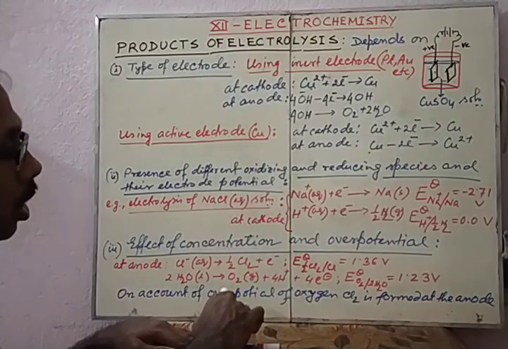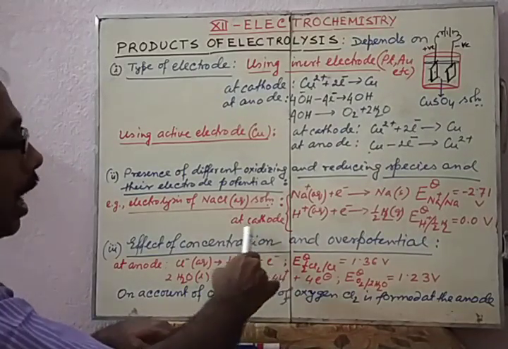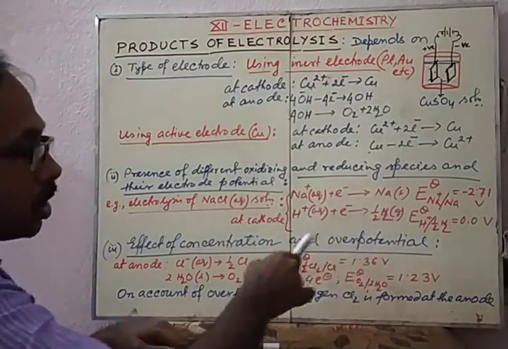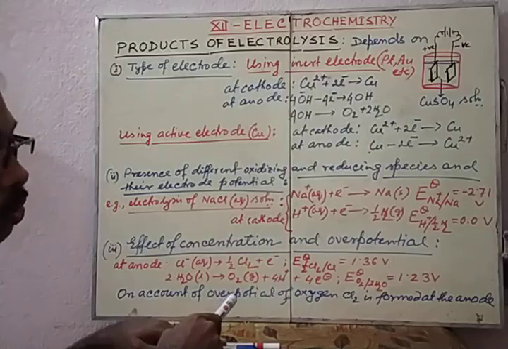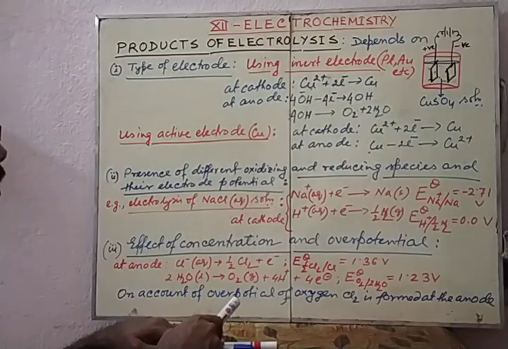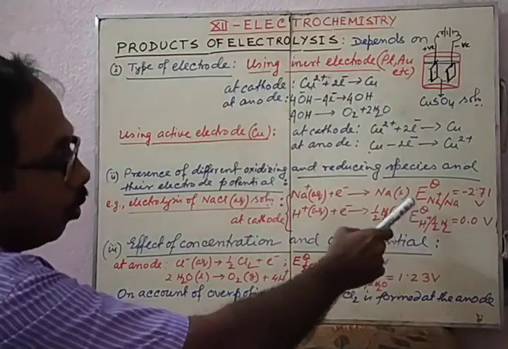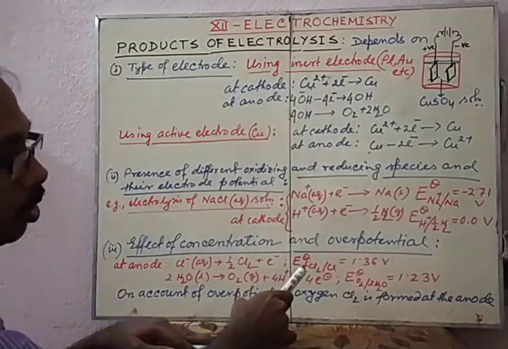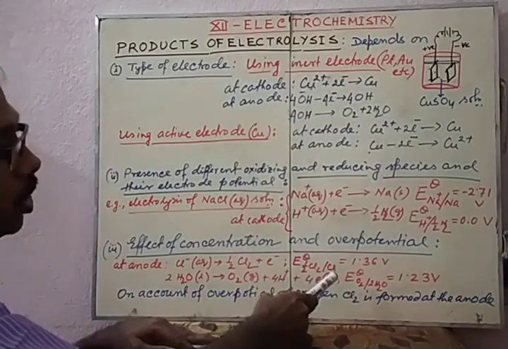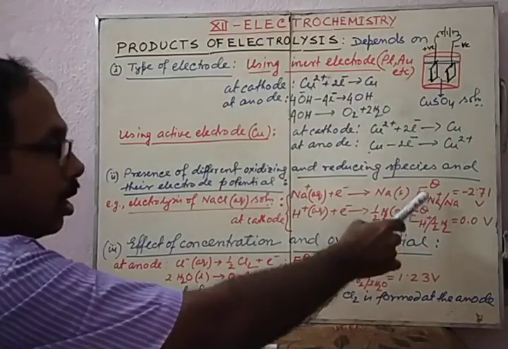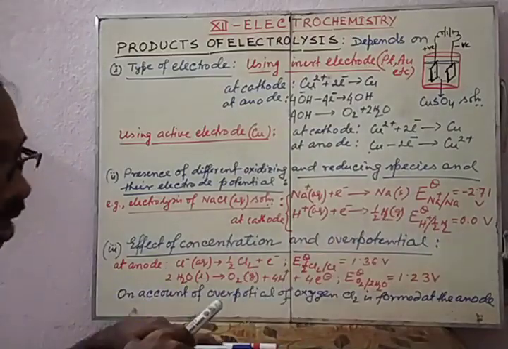Since the higher the reduction potential, the more preference there is for discharge of that particular ion at the electrode, here at the cathode H plus ion will be discharged to form hydrogen gas instead of forming sodium metal. So this is what we find sometimes: different ions are there in the solution, but the reaction at the electrode depends on the standard reduction potential value.